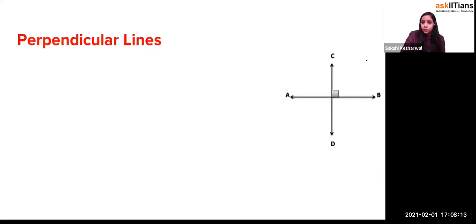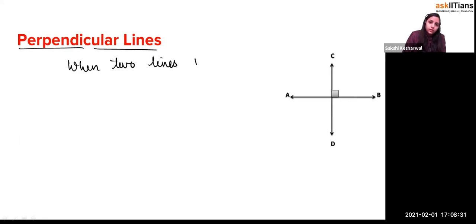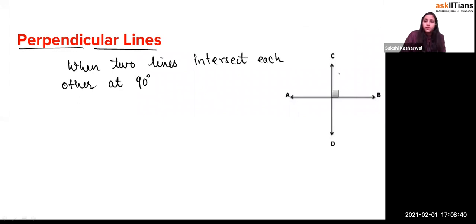Now coming to, what are perpendicular lines? Perpendicular lines means what? When two lines intersect each other at 90 degrees, right? When the two lines intersect each other at what, beta? 90 degrees, right? Perpendicular lines, we have already done that. When two lines intersect each other at 90 degrees, right? So let us suppose that this is 90 degrees, right? So here you see that the angle between the lines is 90 degrees.